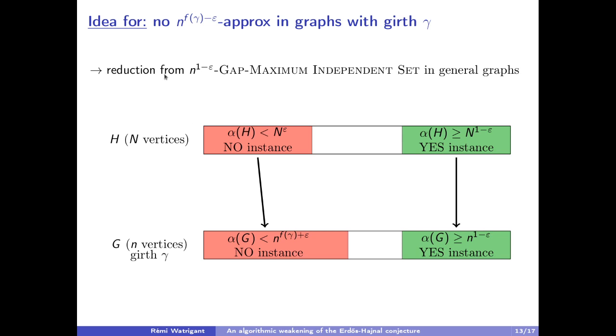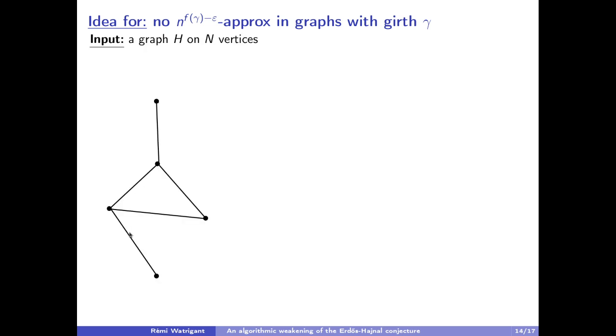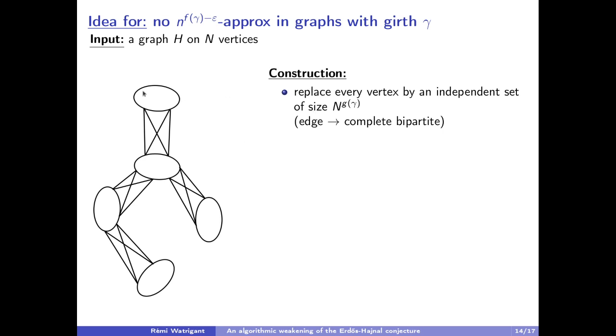So the idea is to define a reduction from the gap version of maximum independent set, because maximum independent set cannot be approximated within n to the power of 1 minus epsilon. So roughly we can start from an arbitrary large gap, and we have to map the no instances, so instances with no independent set of size n to the power of epsilon, to instances with girth gamma with no independent set of size n to the power of something plus epsilon, and the yes instances must be mapped to yes instances. And we have to transform an arbitrary general graph H into a graph G with girth gamma. This is the difficult task. So the idea is the following. The input is a graph H on big N vertices. The first step is to replace every vertex of our graph by an independent set of the appropriate size. I won't get into the details, but it's of size big N to the power of some function of gamma.